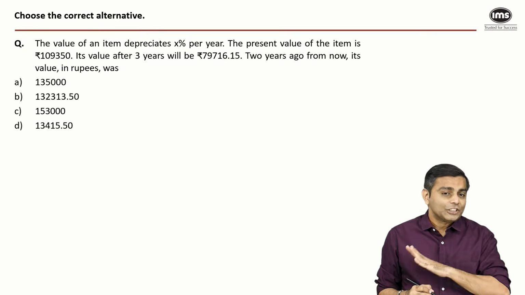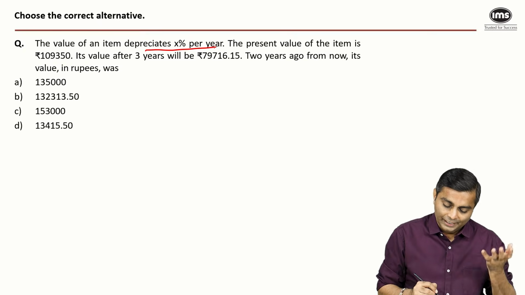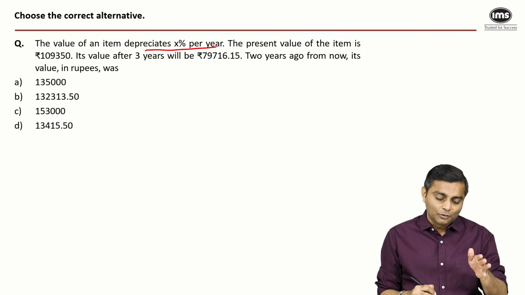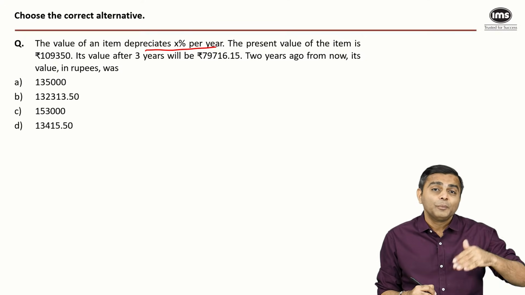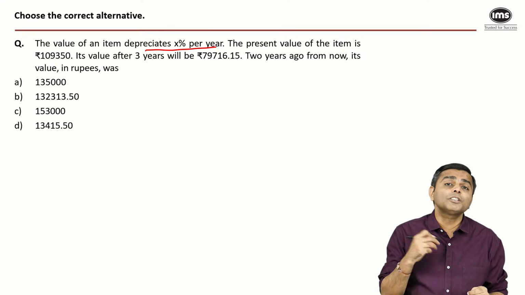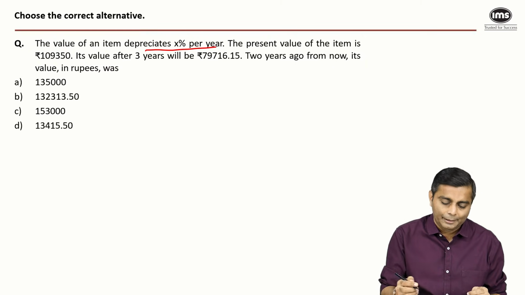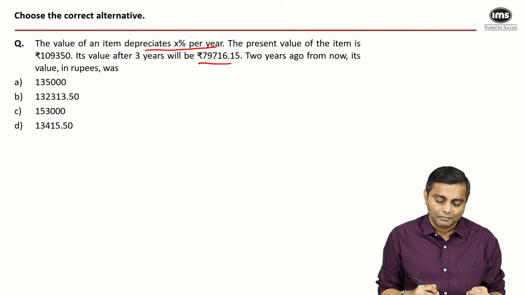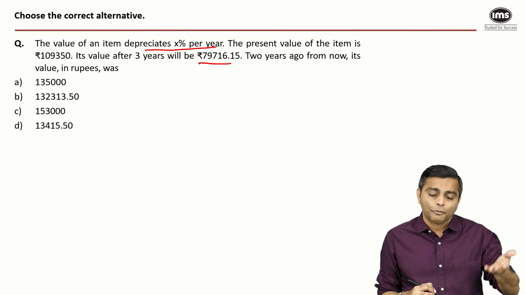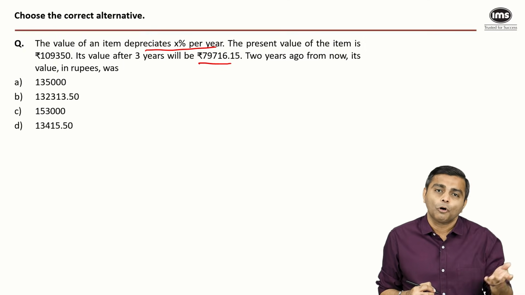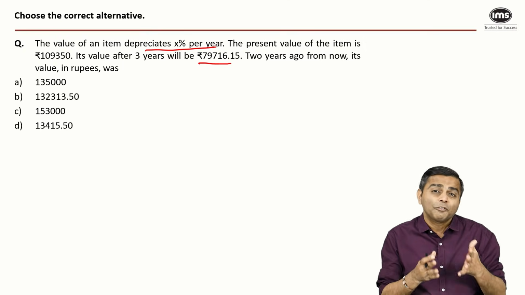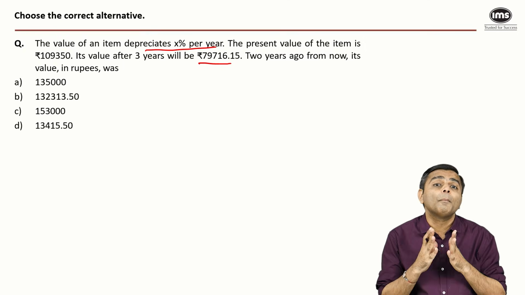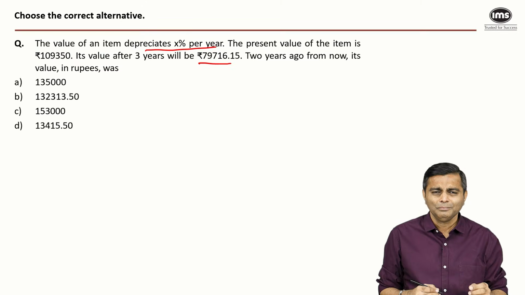The value of an item depreciates by X% every year, they've said. Great. The present value of the item is 109350. This is the present value, meaning after depreciation. Value after 3 years, after further depreciation of 3 more times, we are going to reach 79716. 2 years ago from now, the value must be what? So basically 2 years ago we need to find. But first we need to understand the amount of depreciation, or X.